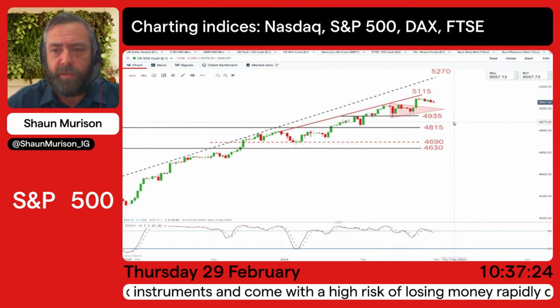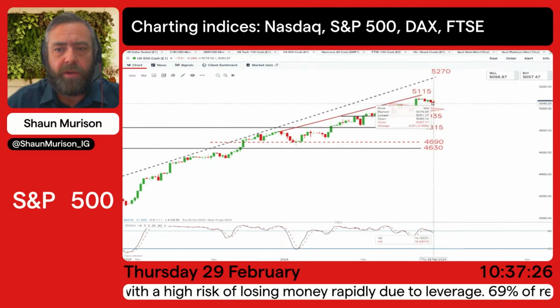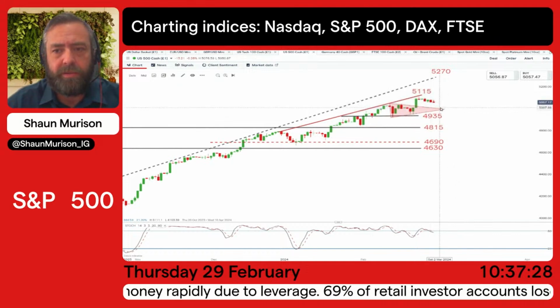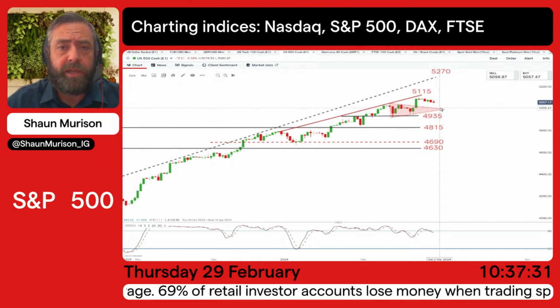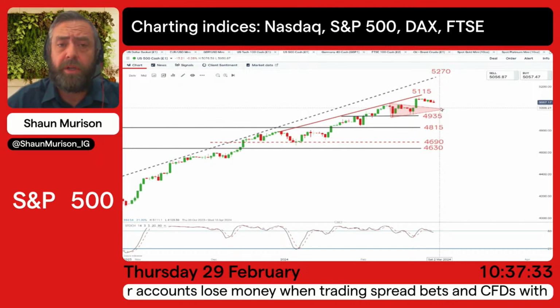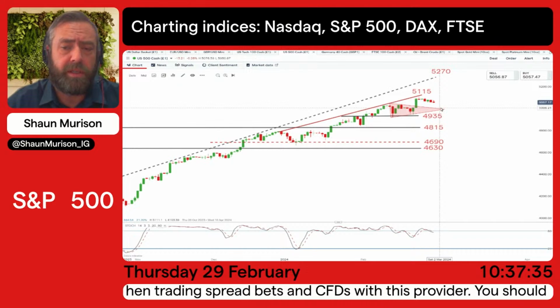So it doesn't mean it has to come down, but certainly for long entry, if there is a pullback, we're looking to find long entry into pullback in line with that longer term uptrend. Not looking at shorting or looking at picking tops in the market at this stage.